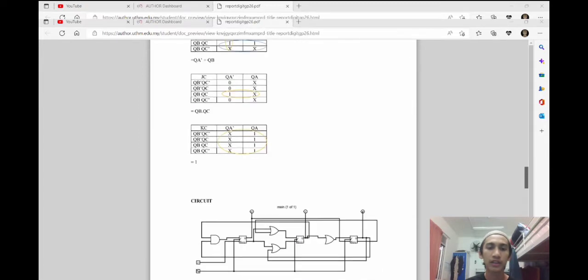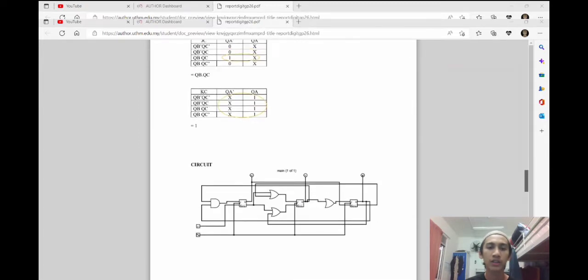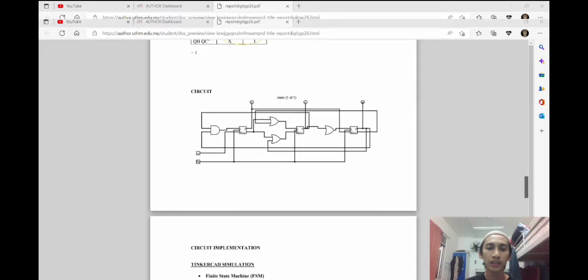Okay. From this expression, the circuit that we get is like this. Okay, I think that's all for me.